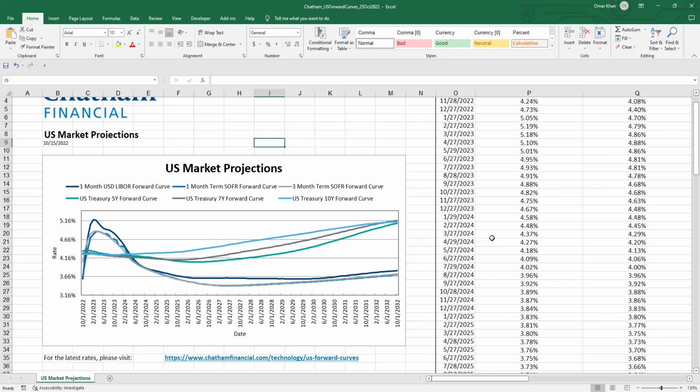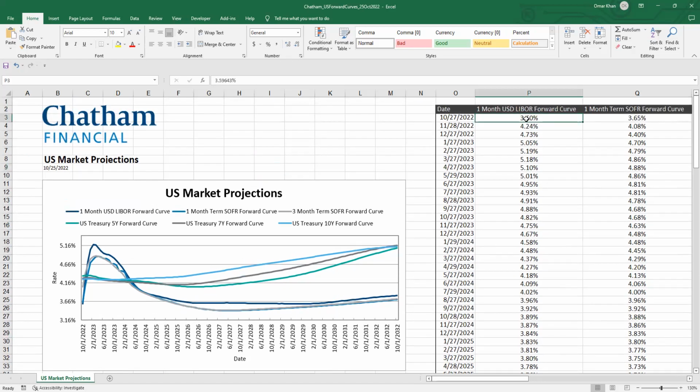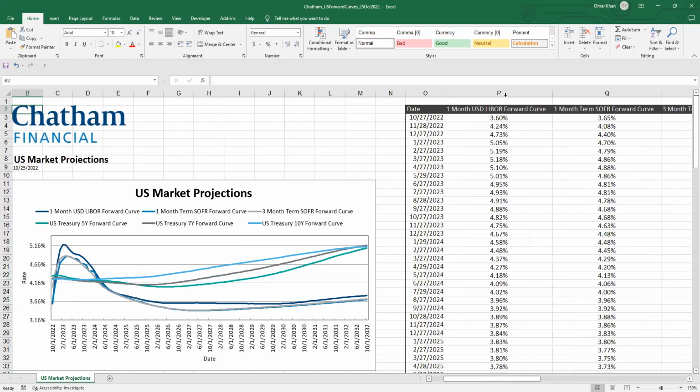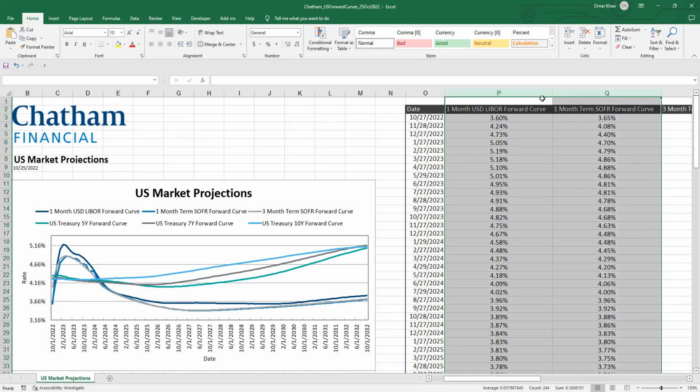And why are they spiking up? Because of the forward curve. Now the forward curve in this case, if you see over here, this is an example of 1 month USD LIBOR, there's SOFR and 3 month SOFR and all of that. We'll just focus on, say, the 1 month USD LIBOR, or the 1 month term SOFR. These are the most common reference rates or floating rates upon which a lot of the commercial real estate loans are done, right?